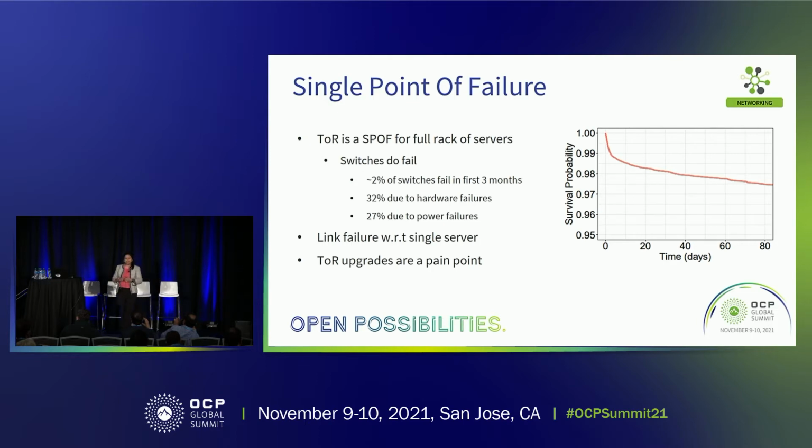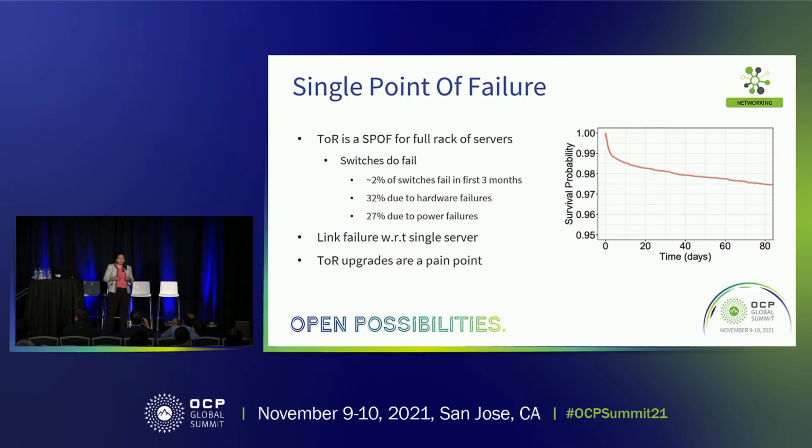And statistically speaking, switches do fail as much as we like them not to. And statistics show that roughly 2% of the switches fail in the first 3 months. This 2% number may look small, but when we are talking about hyperscale data centers with millions of network devices connected, this 2% quickly adds up, and it becomes a nightmare for the network operators. And we have also seen that 32% of failures are hardware failures, plus 27% failures are due to power issues. There could also be link failures, like the link between the server and the top of rack, that could also have some failures.